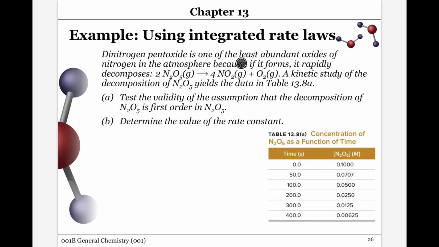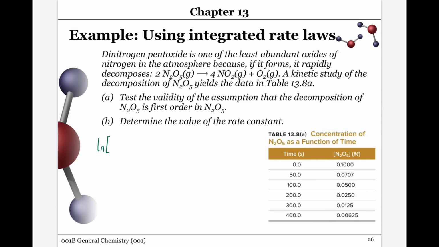So we're going to do that for this reaction here, where we're taking N2O5 and it's decomposing to NO2 and oxygen. So the first thing we want to do is actually test whether or not this decomposition reaction is indeed first order in N2O5, and then if it is first order, we want to determine the value of the rate constant. So we can write out what the integrated first order rate law would look like for this reaction.